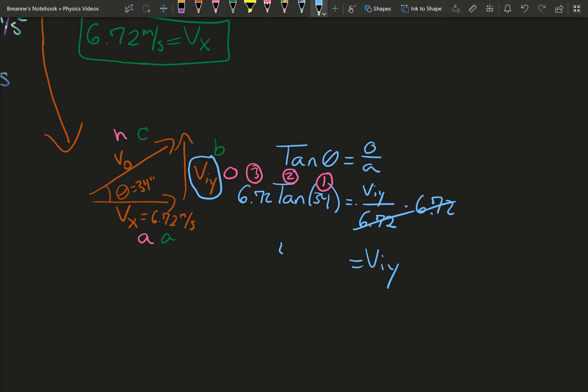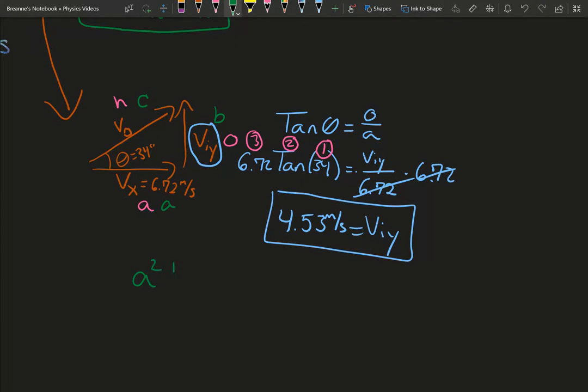And you can get 4.53 meters per second as your initial velocity in the y. And now you can just do Pythagorean theorem.